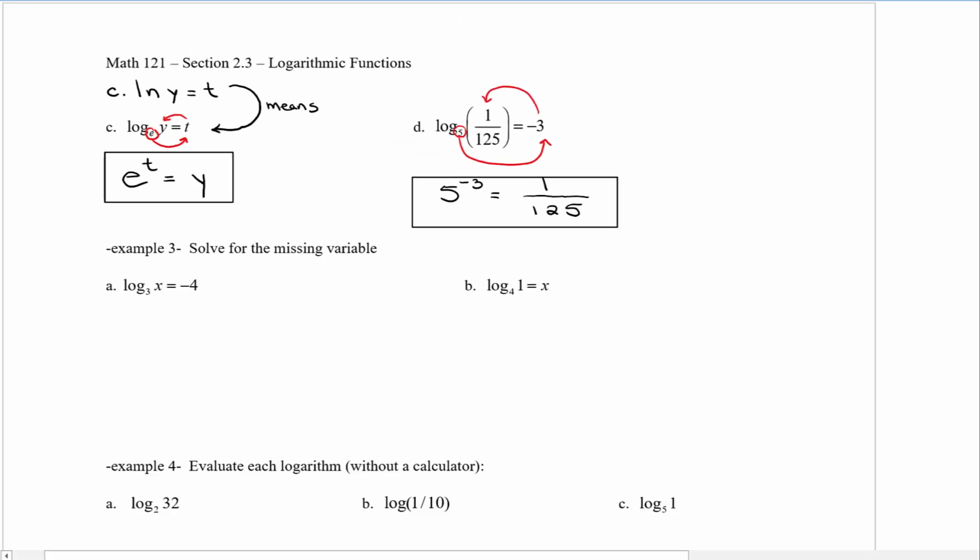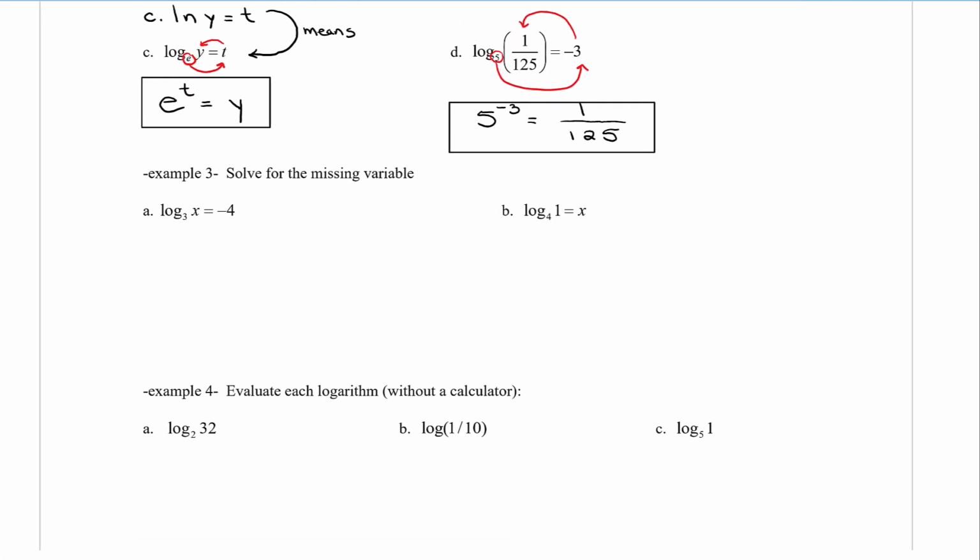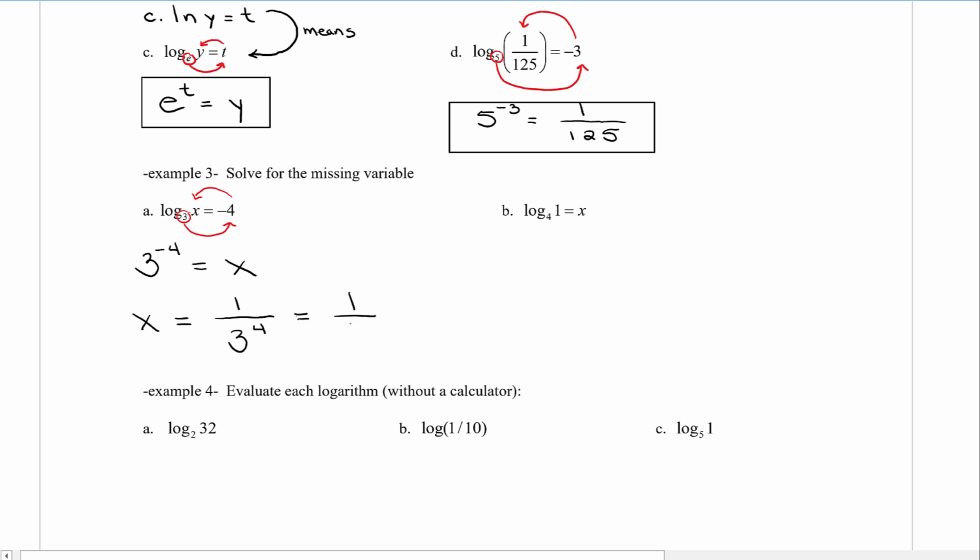So 3a says log base 3 of x equals -4. So I'm going to rewrite this. First I'm going to circle the 3, point it at the -4, and then from the -4 I'm going to point to the x, and that reads to me as 3 raised to the -4 power equals x. Since I'm trying to solve for x, I'm going to simplify 3 raised to the -4, so I'm going to rewrite this as x equals 1 over 3 to the 4th, which equals 1 over 81.